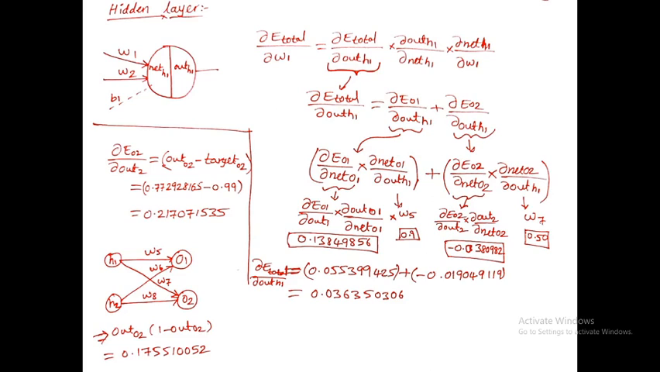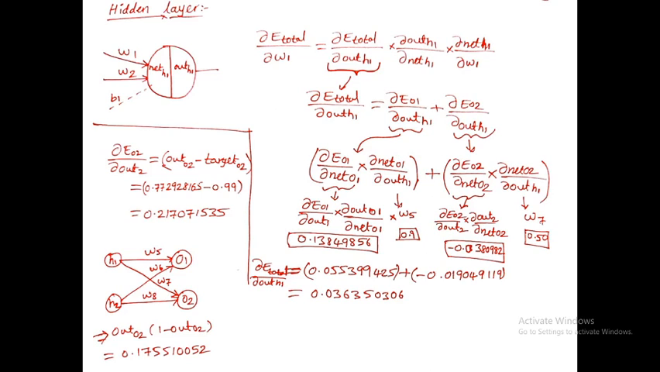What is net O2? Net O2 is nothing but W7 into output of H1 plus W8 into output of H2 plus bias B2 between that hidden layer and output layer. So net input at output neuron O2 is equal to, just to see the diagram in the left bottom corner, W7 into output at H1, W8 into output at H2 plus bias B2.